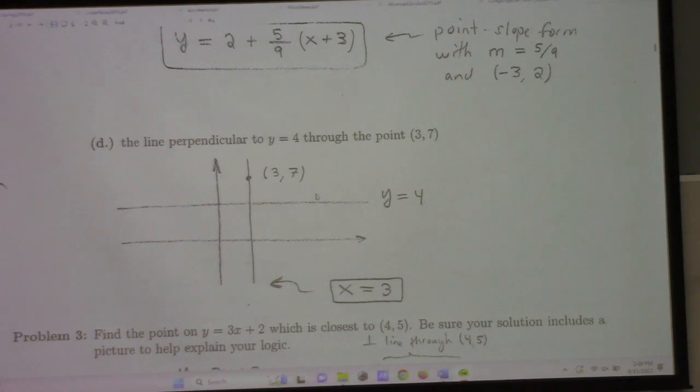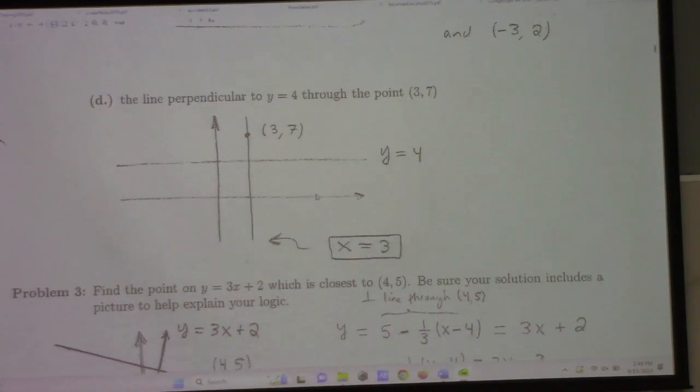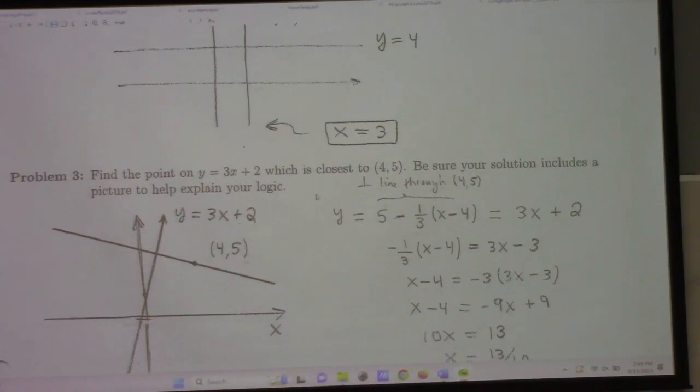Horizontal and vertical lines are... Oh, should I write in point slope form for this one? It doesn't have to be. It could be slope intercept. That's just a way.